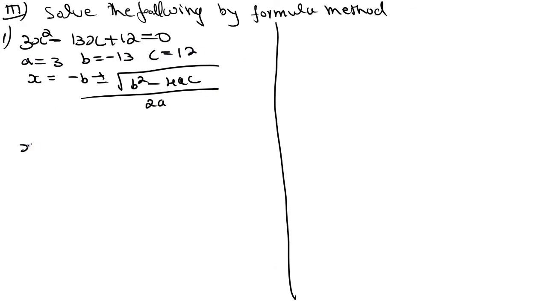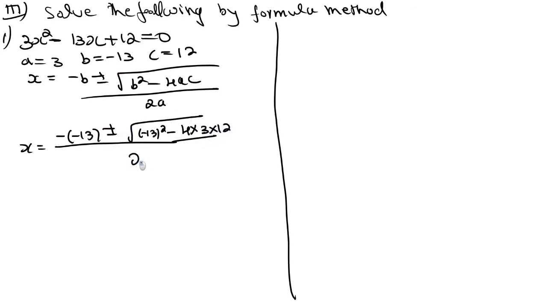Now substitute. x is equal to minus b, that is minus of minus 13, plus or minus square root of b square, that is minus 13 square, minus 4 into a value is 3, c value is 12, divided by 2 into a value is 3.